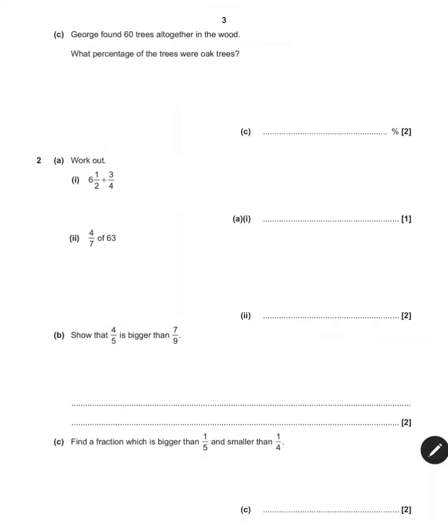For part C, we're told that we've got 60 trees altogether and we want the percentage that is oak trees. If you look back at the table, we've got 18 oak trees out of the 60. There's your first mark. We need to change that into a percentage. So I'm going to use my equivalent fraction knowledge to do that. I know if I halve the top and the bottom of this fraction, I get 9 out of 30. I can divide both of these by 3 and get 3 out of 10.